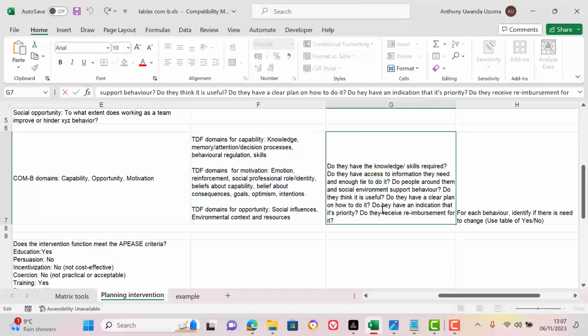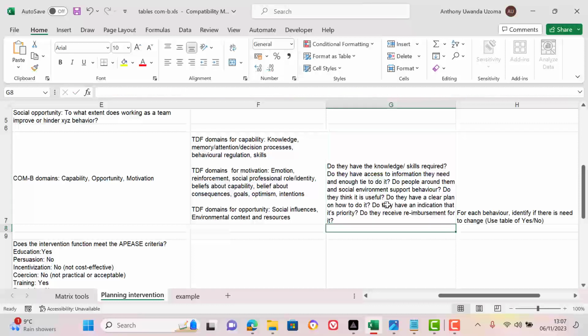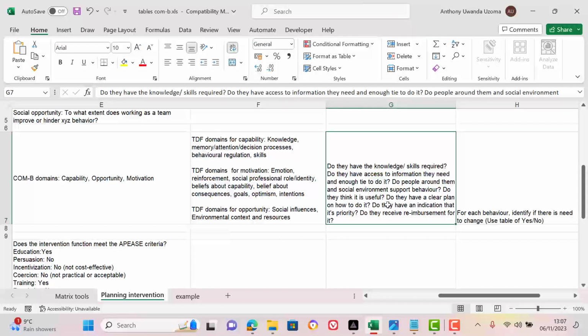Do they have an indication that this behavior is a priority? How do they feel? Is this something that is important to them? That will also map onto goals again. Do they receive any reimbursement for that behavior? That will map onto reinforcement, and that is also under the TDF domain of motivation. You see that? Motivation on the TDF also maps onto the COM-B domain of motivation.